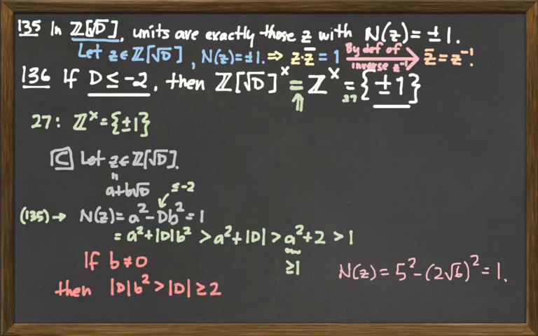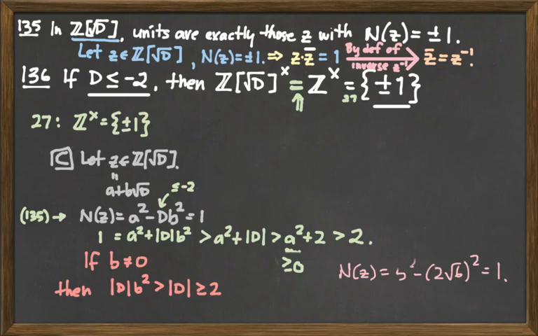If I read this from left to right, 1 is equal to a squared plus the absolute value of d times b squared, but that's greater than a squared plus 2. How do we know a squared is greater than or equal to 1? Because a is an integer. No, it doesn't mean that a squared is greater than or equal to 1. It's greater than or equal to 0, but okay. Greater than or equal to 0 plus 2. That's right, so this has to be greater than 2.